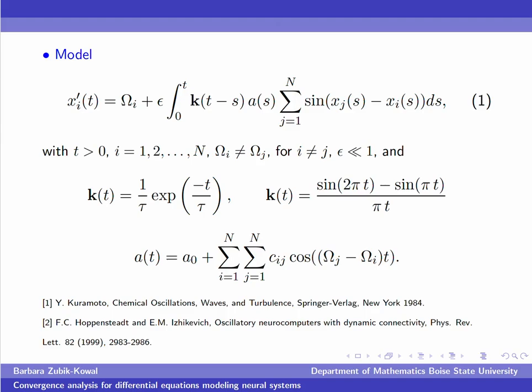This model is expressed in form 1 as a large system of strongly interconnected nonlinear integral differential equations. Here, the most commonly used kernels, represented by bold K, are typically defined as either the exponential function with the parameter tau, or as the quotient involving the sine function at 2 pi t and pi t. This model was introduced by Hoppensteadt and Izhikevich, and they employed the ideas from the monograph by Kuramoto.